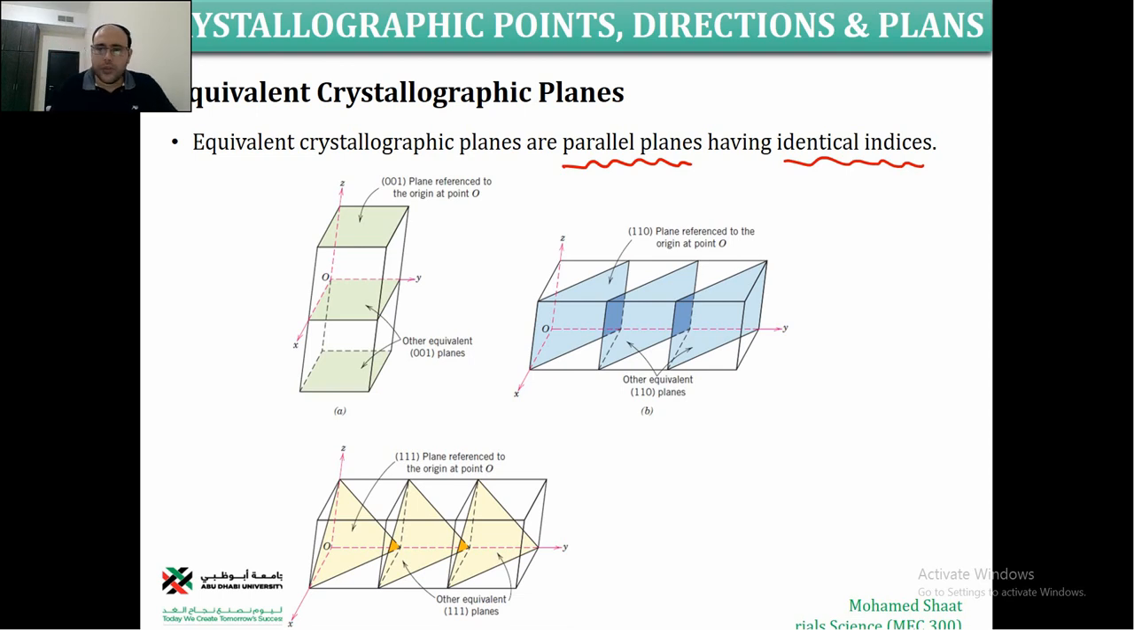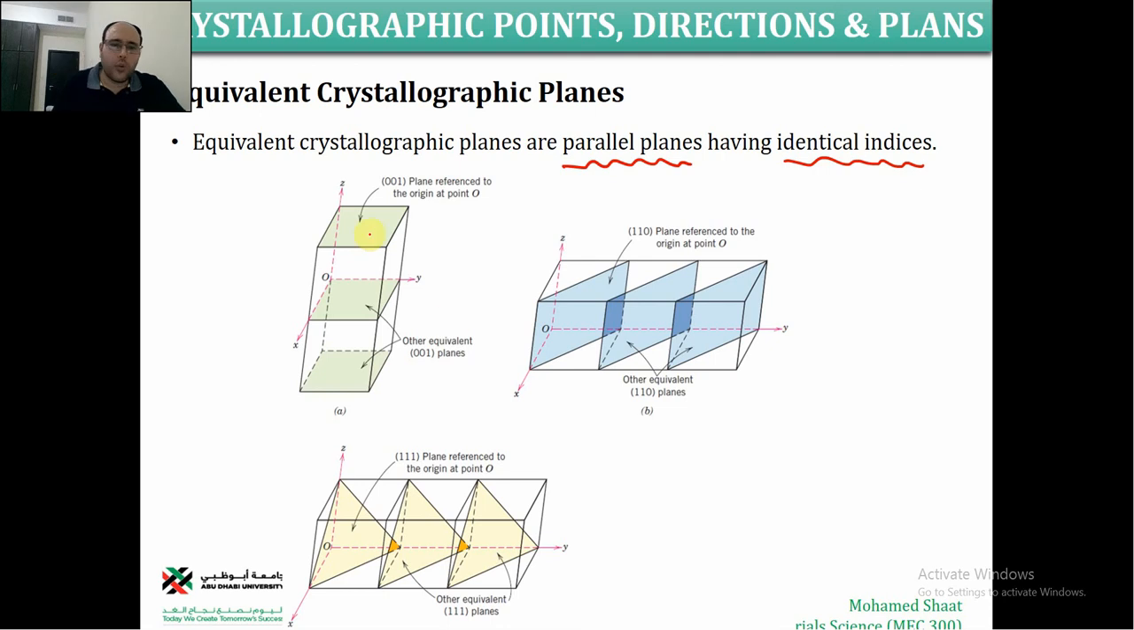So it means that this plane, this blue plane, and this one, all of them are parallel. All of them are equivalent. These green planes are equivalent. Why? Because they are parallel to the original plane. These yellow planes, all of them are equivalent. Why? They are parallel. So any 2 planes or more that are parallel are equivalent planes, and their Miller indices should be identical.